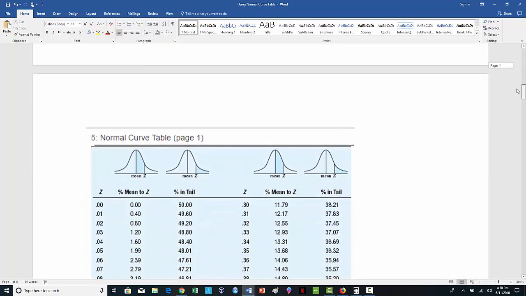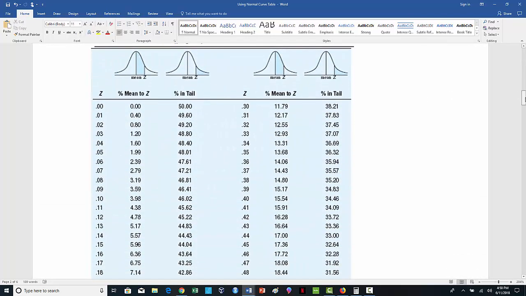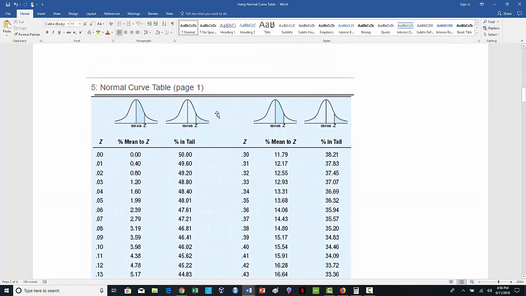So we need to first look at this normal curve table to see how we are going to answer such a question. The normal curve table looks like this, and we have 3 columns to deal with. These columns over here are just more of the same. The first column just says z, so that's the column that tells you what z-score you're looking at. The next column says percent mean to z. And there are also images up here telling you what these numbers are representing.